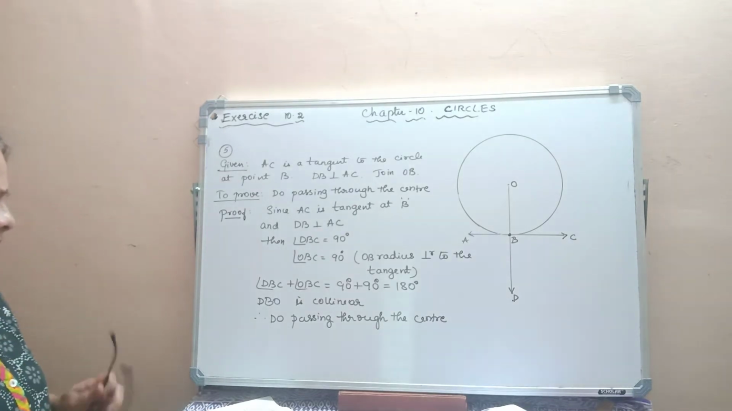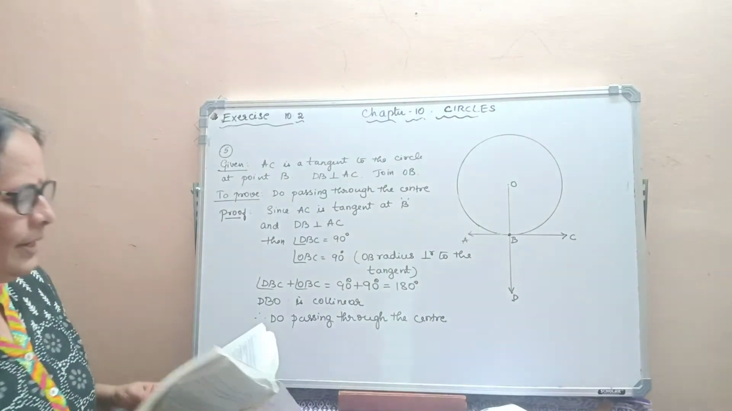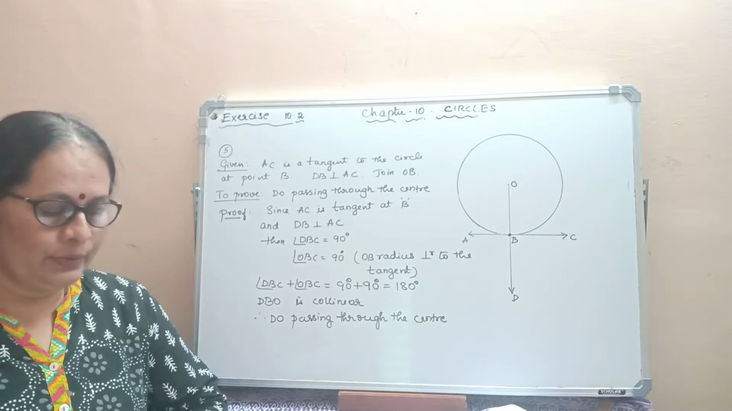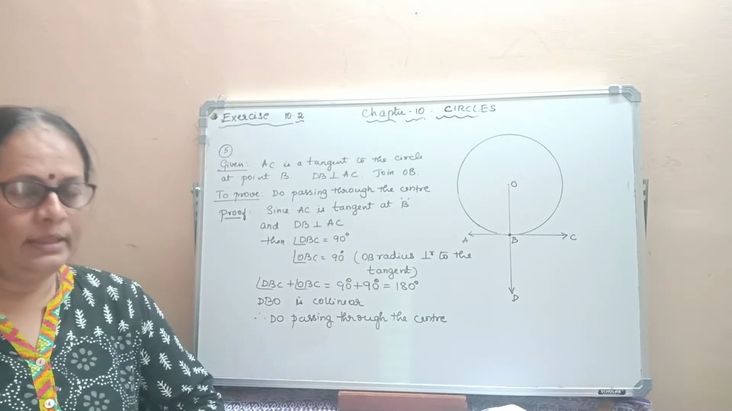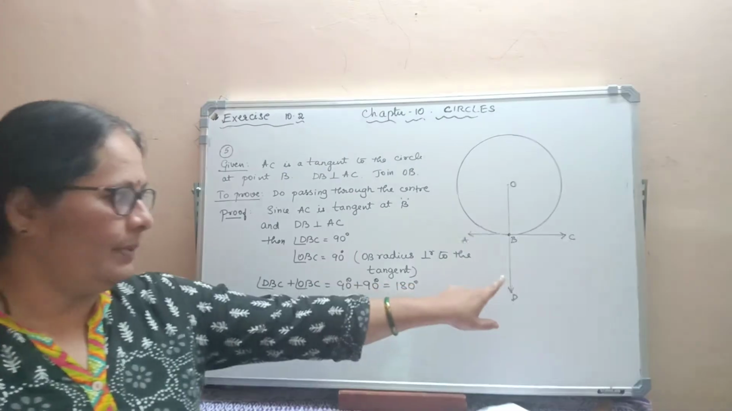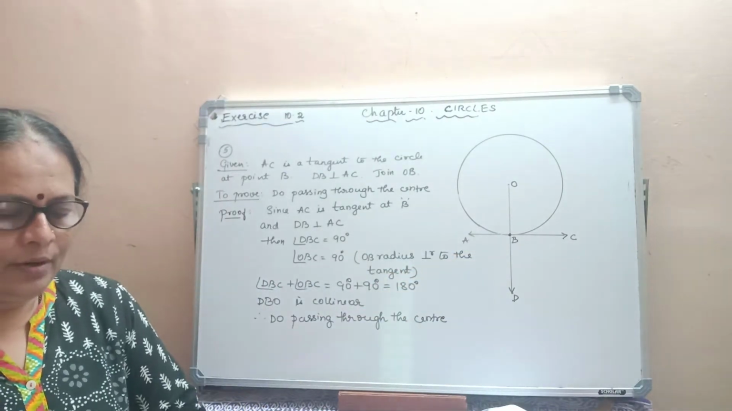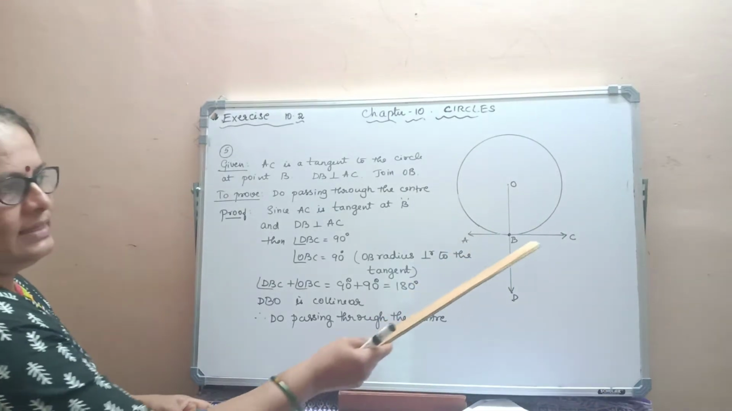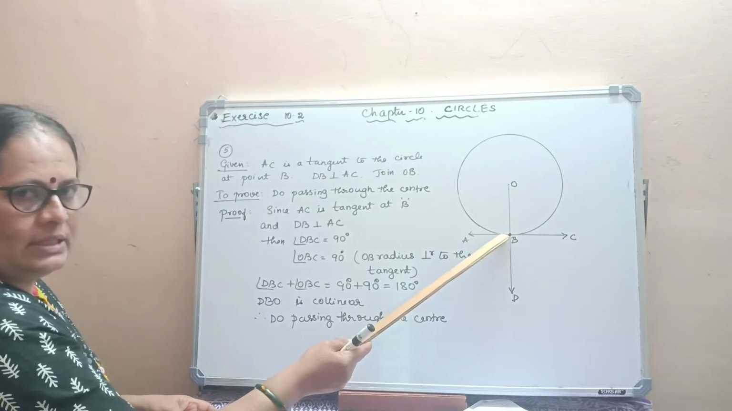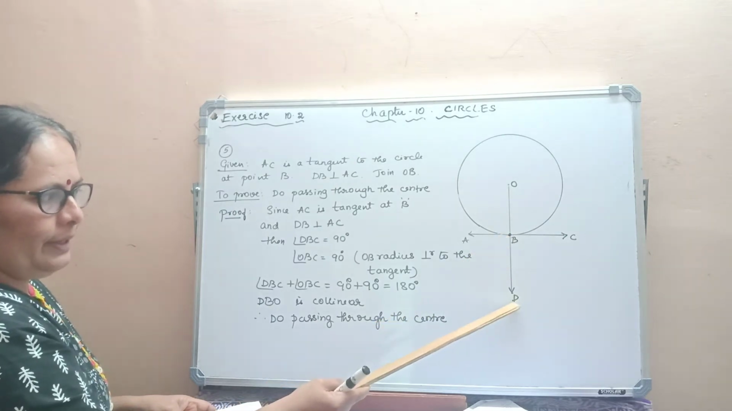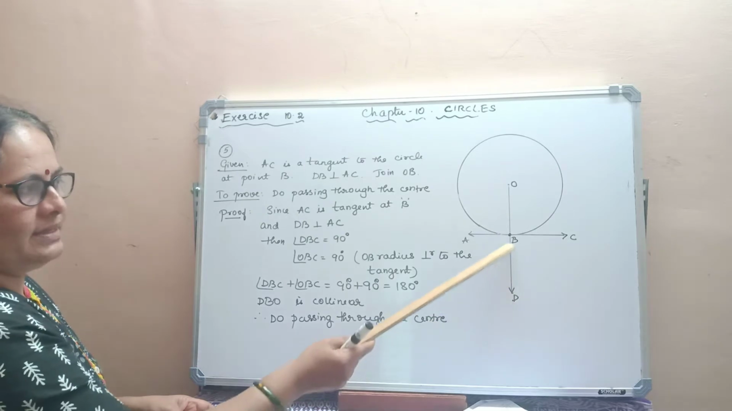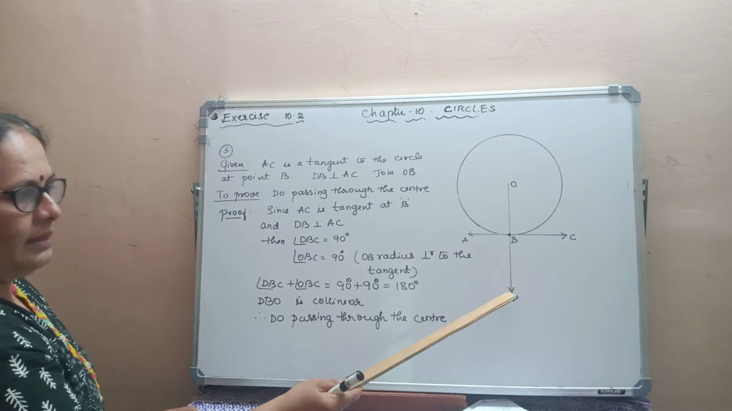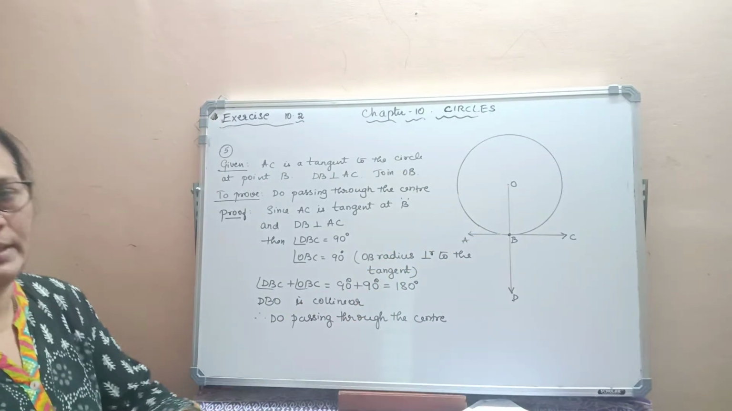This question number 5 says: prove that the perpendicular at the point of contact to the tangent to a circle passes through the center. See here, AC is the tangent, D is the point of contact. The perpendicular at the point of contact, that is DB, is passing through the center. You have to prove that DO is passing through the center.